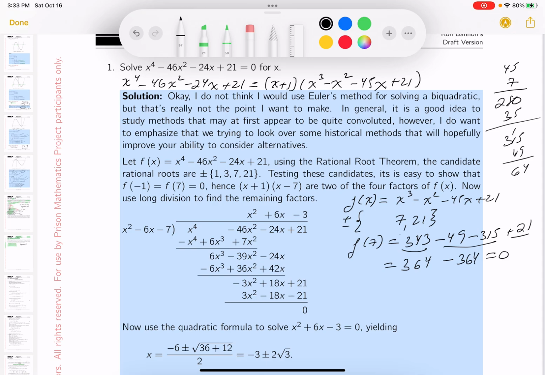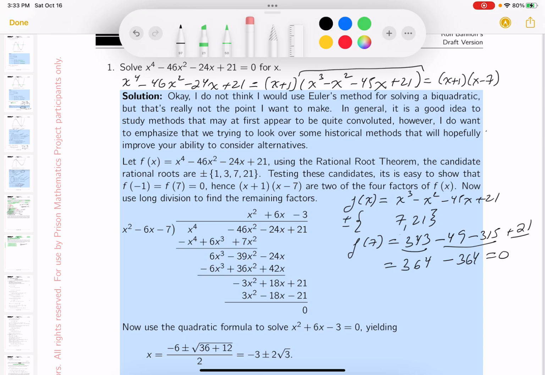Bingo, I found one. So I'm going to say I found another factor, and I'm going to erase all that chicken scratch now. Maybe I shouldn't erase too much chicken scratch. I'll erase this over here. So what do I know now? I know this. I know x plus 1, x minus 7. Now, x minus 7, I'm saying, is a factor of this guy over here, and I've got to figure that out now.